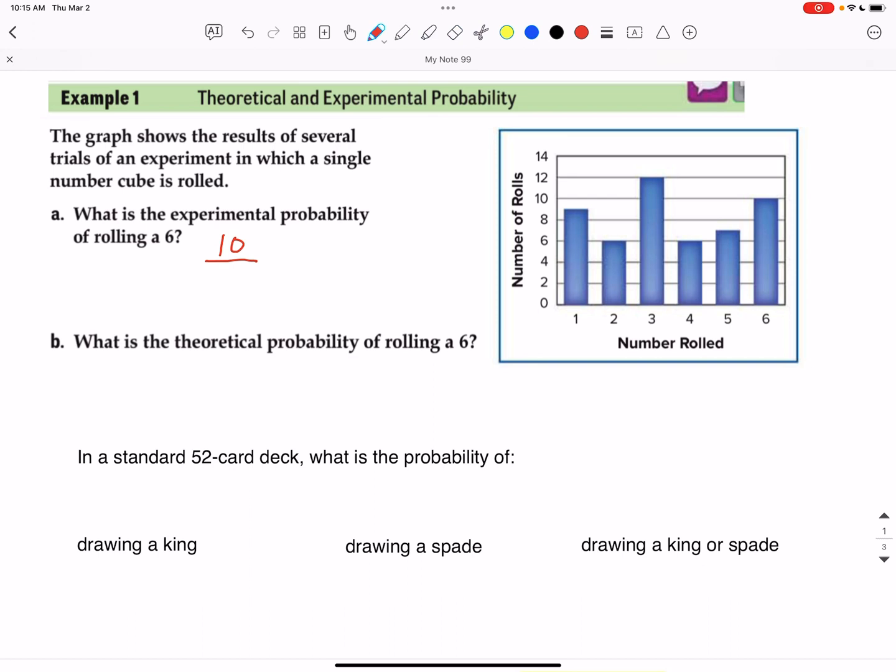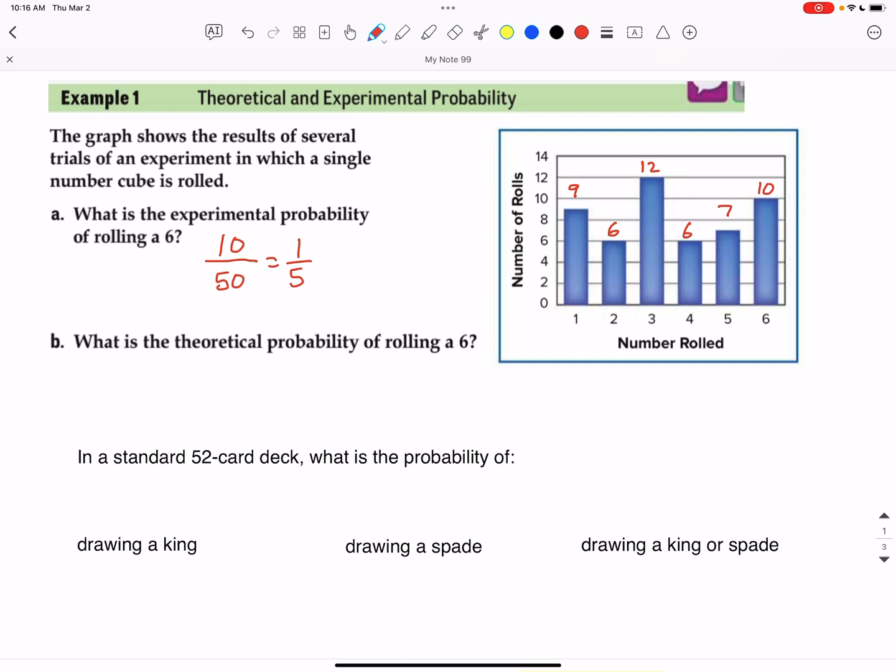So we're going to have to add up each one of these bars together. The first bar is a 9, and the second bar is a 6. The third bar goes up to 12. The fourth bar goes up to 6. The fifth bar goes to 7, and the sixth bar goes to 10. So when we add 9 plus 6 plus 12 plus 6 plus 7 plus 10, we get 50. And 10 out of 50 simplifies to 1/5. So according to the experimental probability, the probability of rolling a 6 is 1/5.